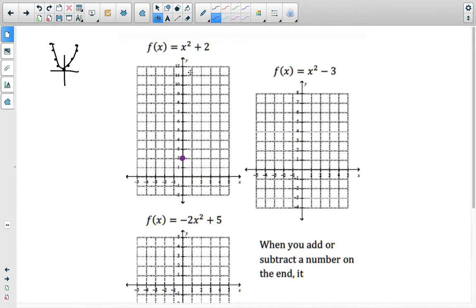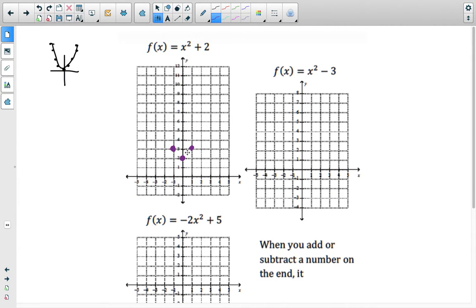So let's plug in the 1. 1 squared is 1, but then we have to add 2 to that, which gives us 3. So our coordinate will be at (1, 3). Let's check negative 1 to see if there's symmetry. Negative 1 squared is positive 1, plus 2 is positive 3. So we do have symmetry. So this has been different from the parent function. It's actually shifted. It's no longer at the origin.